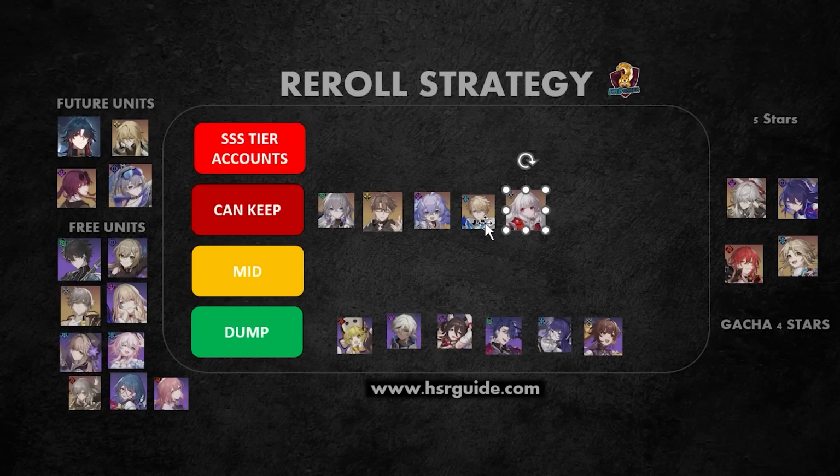But if you only get these from the beginner banner, nothing from standard so far, and maybe you have in mind taking a DPS, for example you have Blade in mind, you want Kafka later on, or maybe you like Silver Wolf, you definitely can consider just keeping one of the standard supports, because it's very flexible.